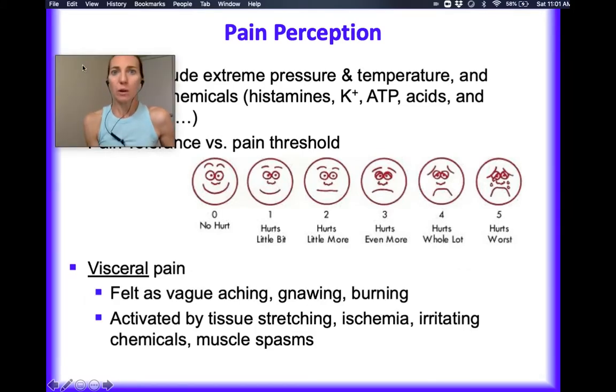Visceral pain is going to be pain that is perceived coming from the thoracic or abdominal regions. So it tends to be pretty vague in nature. We tend to perceive it as a vague ache, a vague gnawing, a vague burning sensation. Phenomena that are adept at activating these nociceptors include things like stretch, ischemia, so a loss of oxygen to a particular region, irritating chemicals, or muscle spasms. Those are common inputs that would trigger nociceptors from these visceral pain regions.